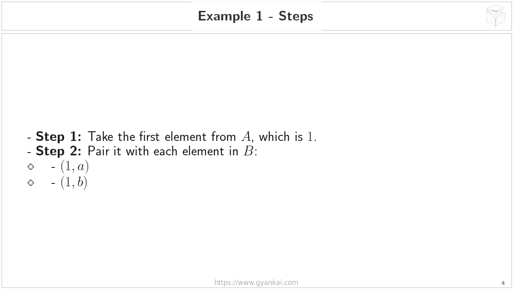So, these are the first two ordered pairs that will be part of our final Cartesian product. We've taken the first element from A and combined it with all the elements of B. In the next slide, we'll repeat this process with the second element from set A to complete the construction of A times B.